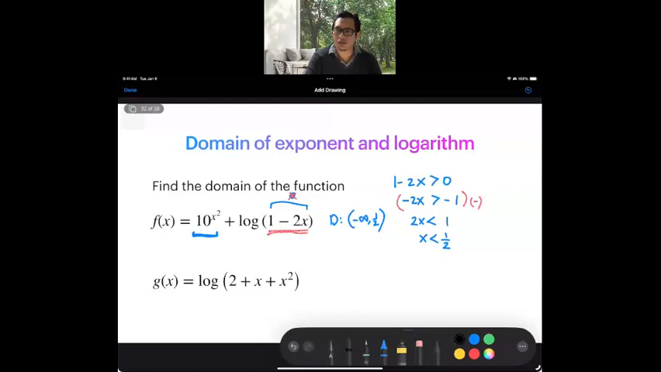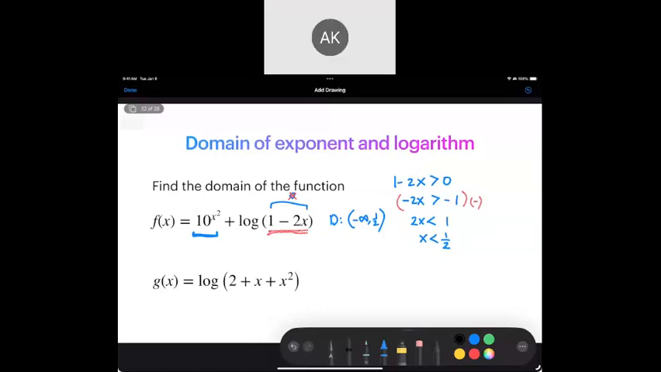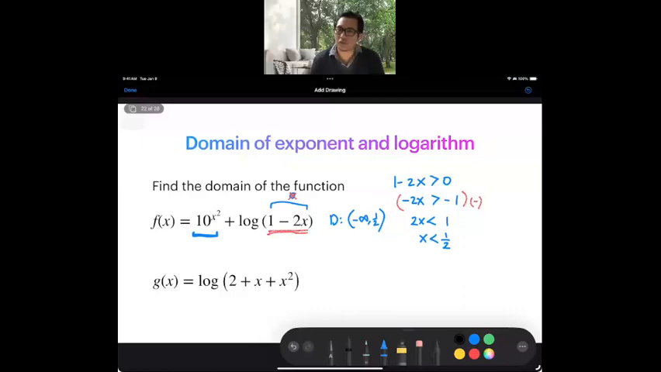All real numbers. Yeah, all real numbers, all the numbers. Minus infinity and infinity. Okay, all the numbers. If you put 5, what happens? 2 plus 5 is 7. 7 minus 25 is minus.